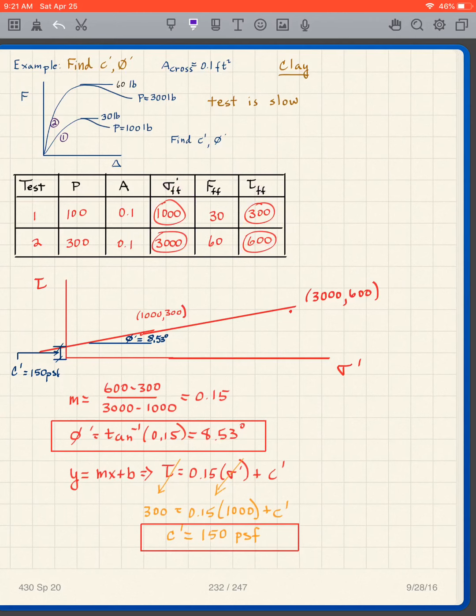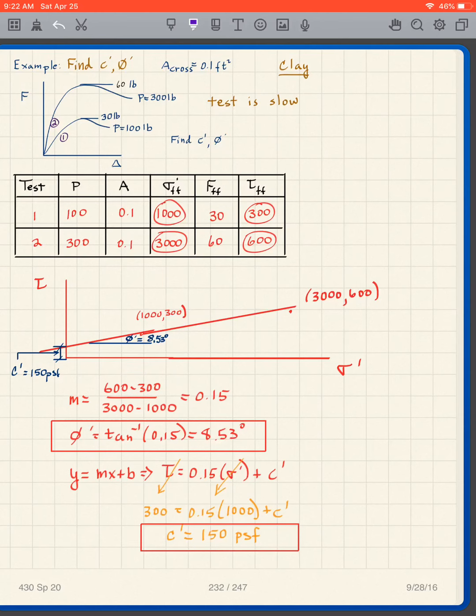I plot those 2 points, plotting sigma prime versus tau. I plot 2 of them. So I have my points 1,000, 300. The other point is 3,000, 600. I draw a straight line between those 2 points, and it's going to have an intercept. Now I just use basic trigonometry to get the slope and the intercept. That's what I want. So I get the slope is what? Delta y over delta x. You can all do that. I get a slope of 0.15.